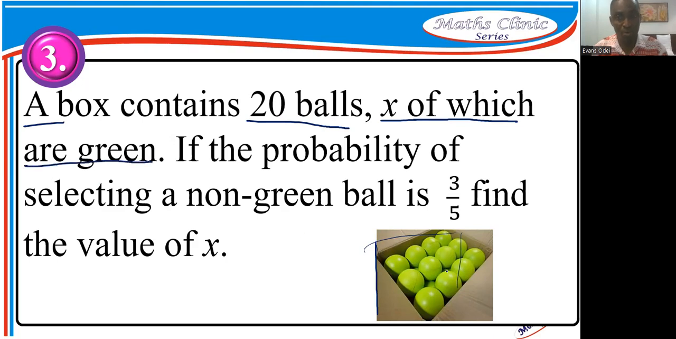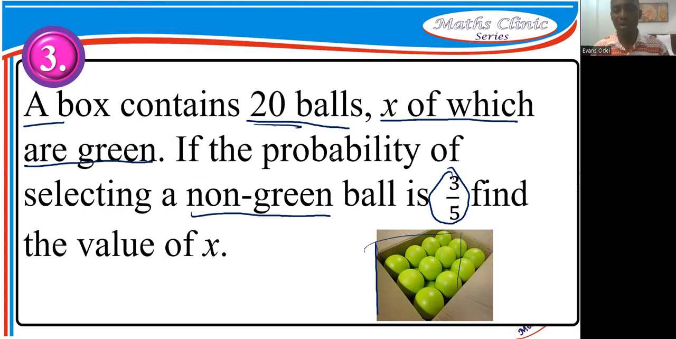So we have green balls. That means there is a possibility of some colors which are not green. If the probability of selecting a non-green is 3 on 5, find the value of X. 20 balls are in all, some of which are green, the rest are not green. We don't know the number that is green.